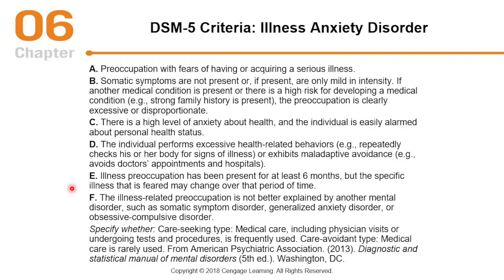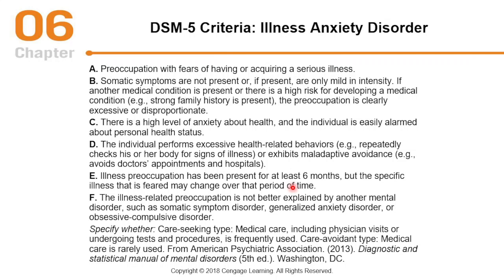The illness preoccupation has been present for the past 6 months, but the specific illness that is feared may change over that period of time. So, another big difference between the somatic symptom and the illness anxiety is that with illness anxiety, in the course of the 6 month period, pwedeng paiba-iba na yung preoccupation niya na sakit. Pwedeng this month, diabetes, the next month, cancer na, the next month, iba na naman.